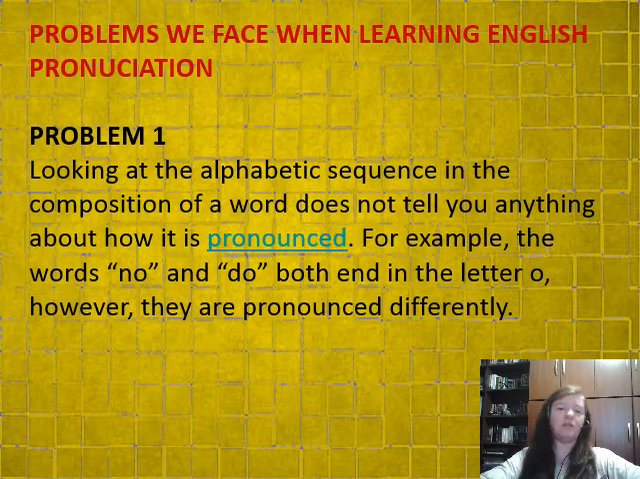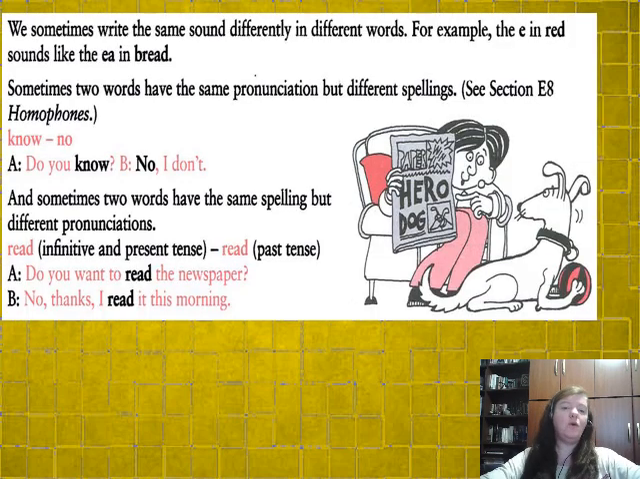For example, the words know and do both end in the letter O. However, they are pronounced differently. The letter O in the word know sounds like an O, and the letter O in the word do sounds like an U. Also, we sometimes write the same sound differently in different words. For example, the E in red sounds the same as the EA in bread, again like an E.